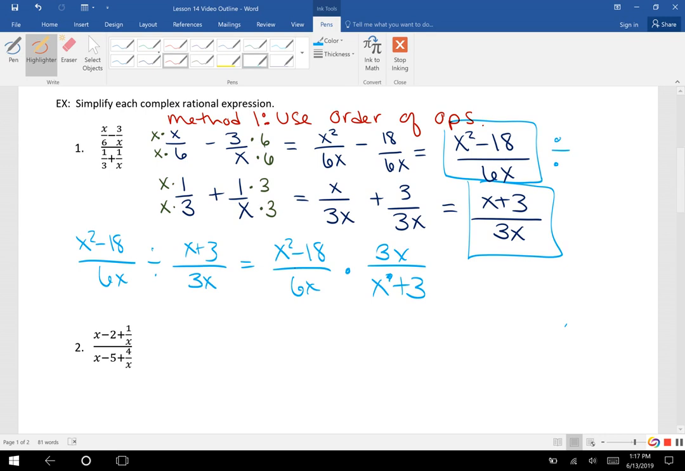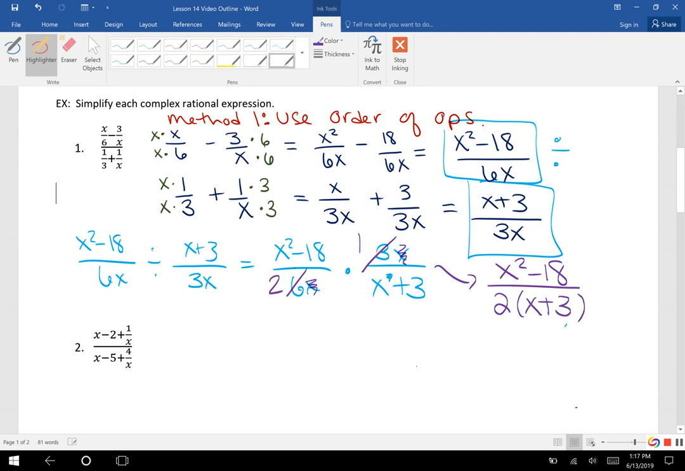And then I would look for common factors. Unfortunately, 18 is not a perfect square, so I cannot factor the x squared minus 18. That means I can only cancel this x, and I can cancel a 3 out of the top and the bottom. 6 divided by 3 is 2. And so then I am left with x squared minus 18 all over 2 times x plus 3. And that's my final answer. So that's the first method.